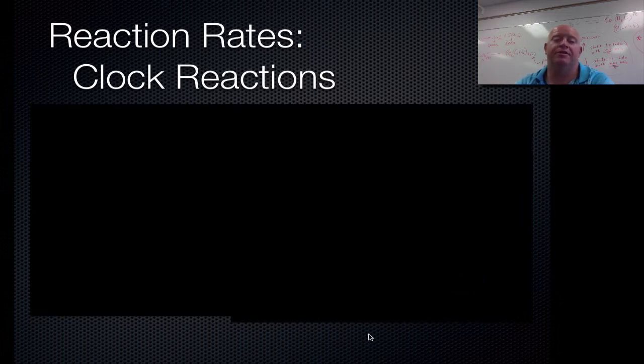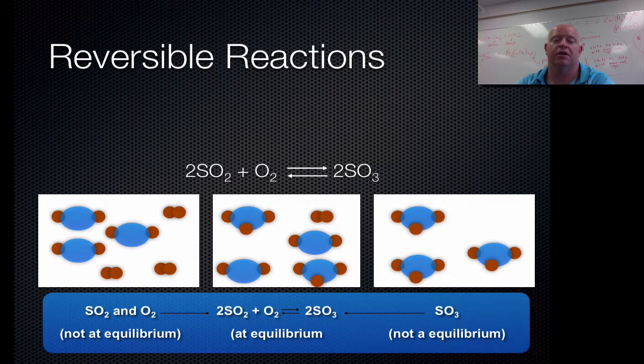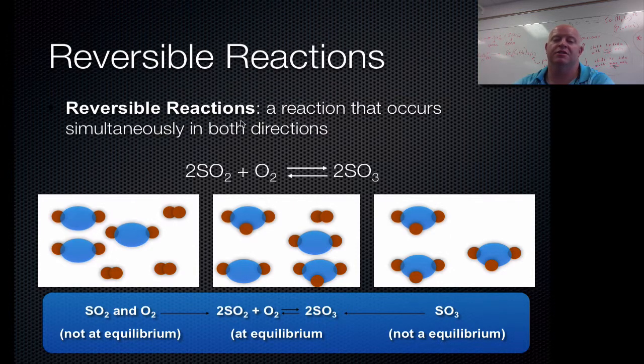So that brings us to the next piece of this puzzle, where reactions run at a certain rate or speed, but a lot of reactions are also reversible, where we can have them run in two different directions at the same time. When we have a reversible reaction, we use a double-headed arrow, which allows a reaction to occur in both directions simultaneously. So you can have sulfur dioxide and oxygen making sulfur trioxide, and you can have sulfur trioxide making these two.